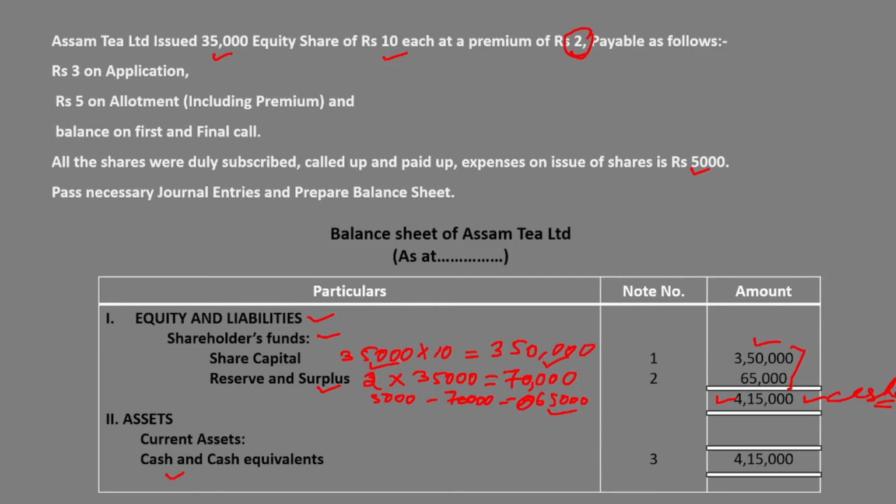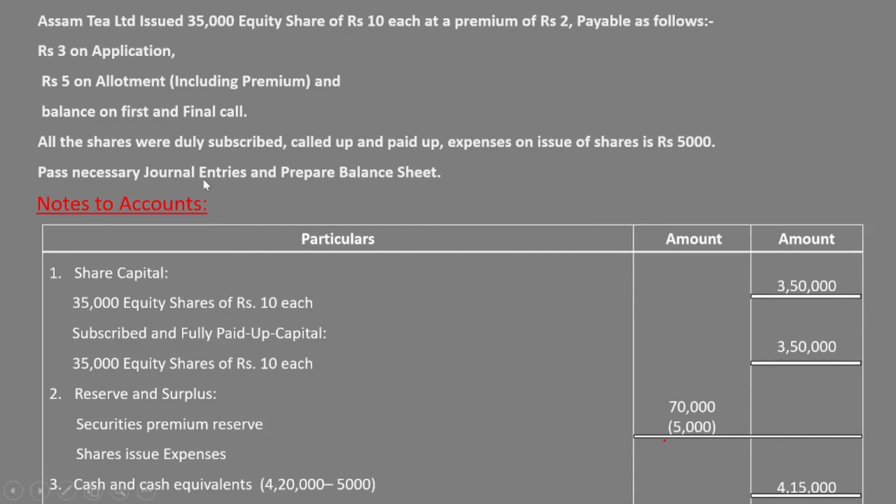So this is the simple balance sheet which is very easy to understand. Now after the preparation of the balance sheet, we have to make notes to accounts. How you have got all those values, you have to make notes. For this, the other format will be like this. Notes to account: we have to write particulars and amount. For share capital, 35,000 equity shares were issued at the rate of rupees 10 each. Then the amount is 35,000 into 10, we are going to get 3,50,000.